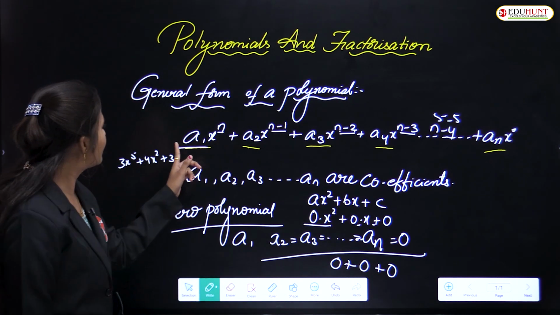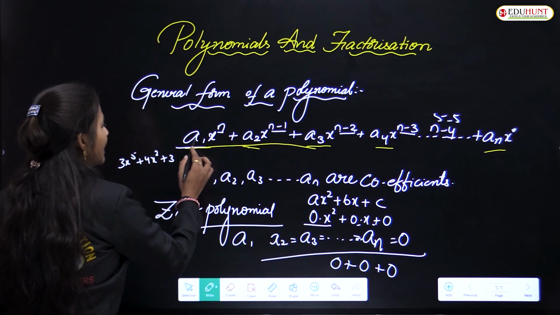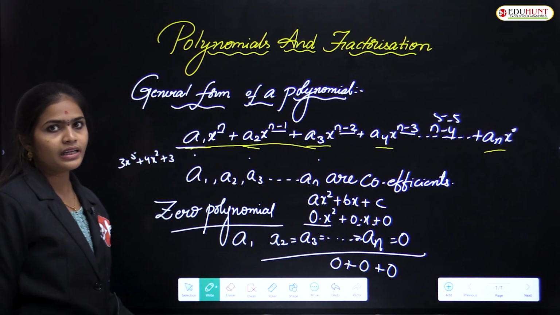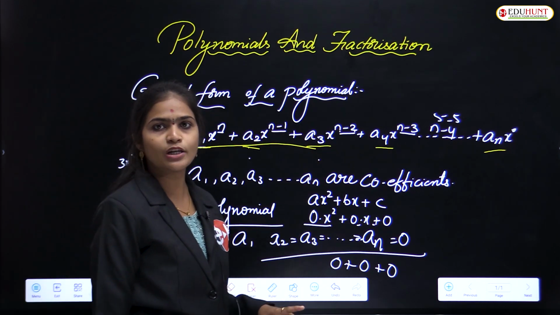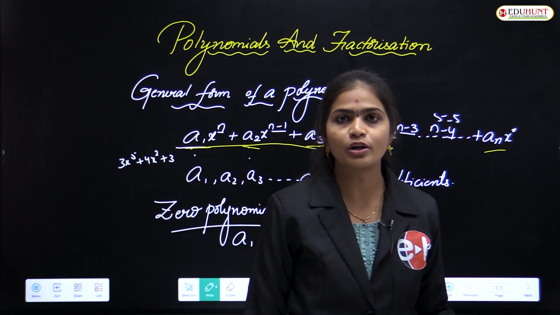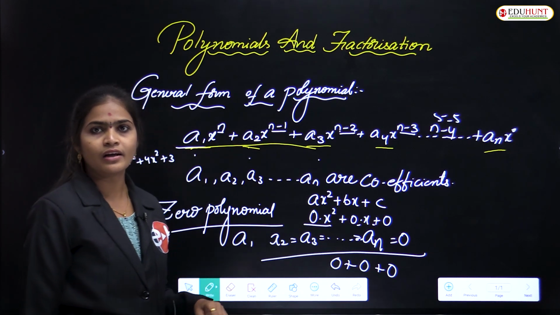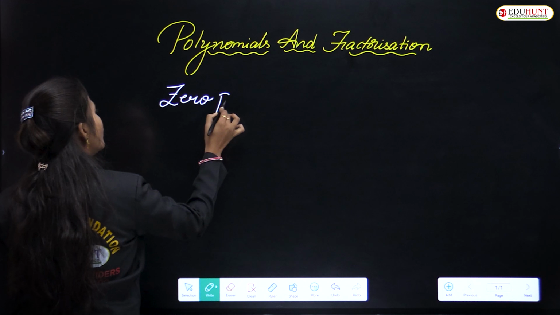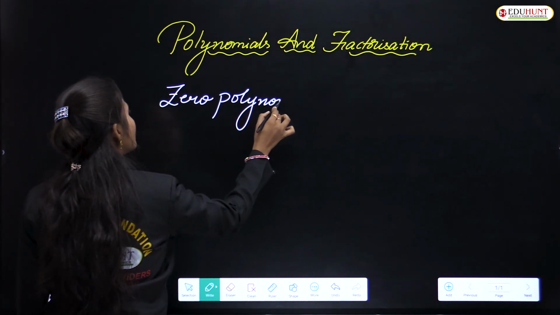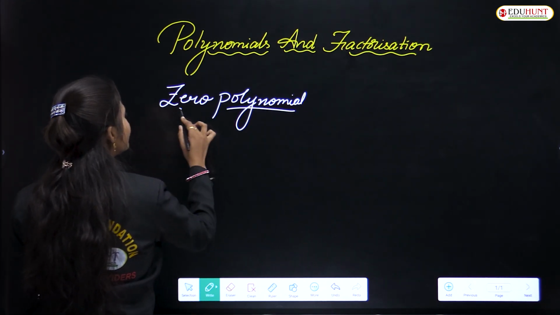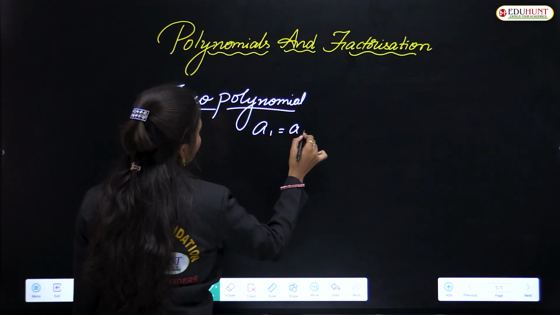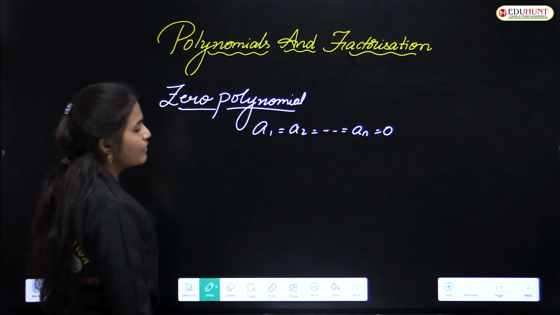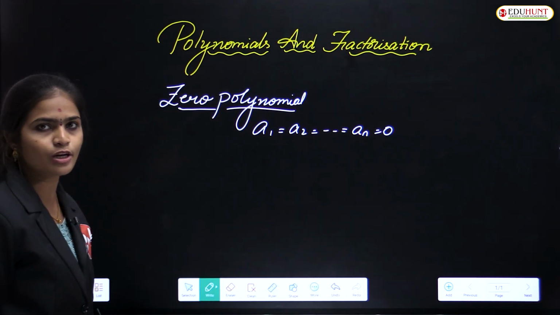Okay, so if you observe the general form, if you apply a1 is equal to 0, a2 is equal to 0, a3 is equal to 0 and so on, then this total polynomial becomes 0 only, no? So that's why we call that polynomial a zero polynomial. Okay, so we discussed the zero polynomial, no? So zero polynomial means what I told you, a1 is equal to a2 is equal to and so on is equal to an is equal to 0, no? So we will call that polynomial a zero polynomial.